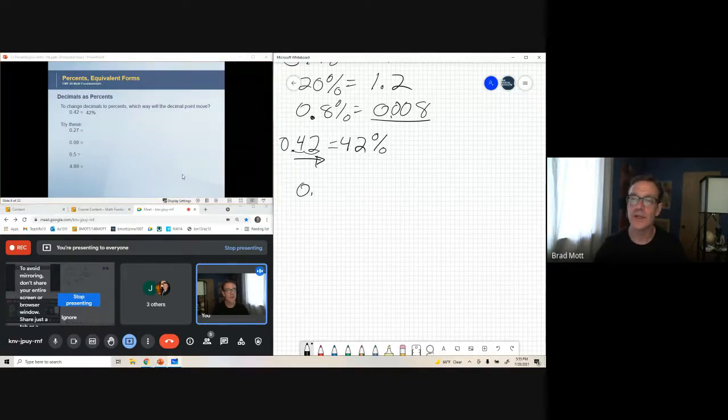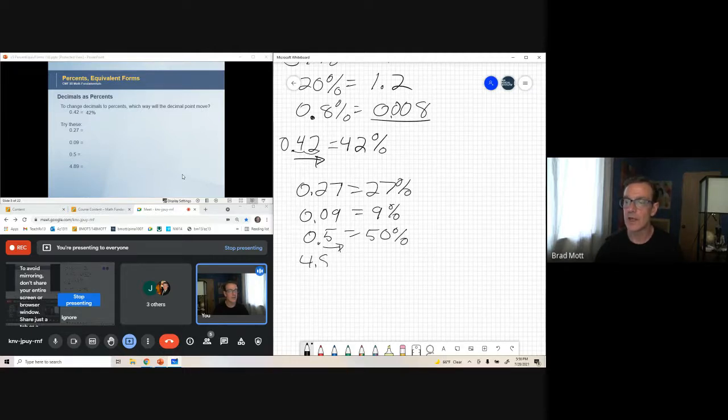I'm going to go through these, and these are usually a lot easier, with a lot fewer mistakes. 0.27 is the same as 27%. 0.09 is, of course, 9%. 0.5 is this, 2 to the right, 50%. And 4.89 would be 489%.